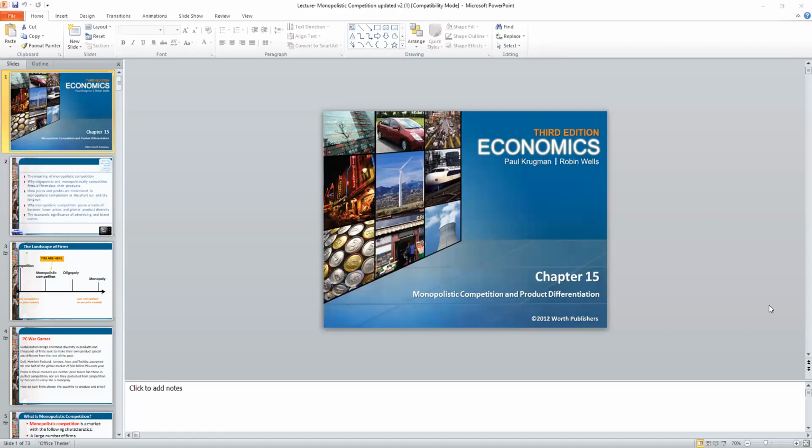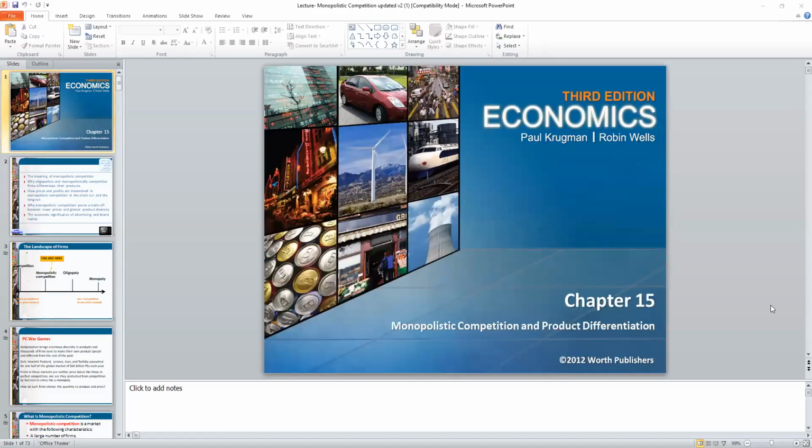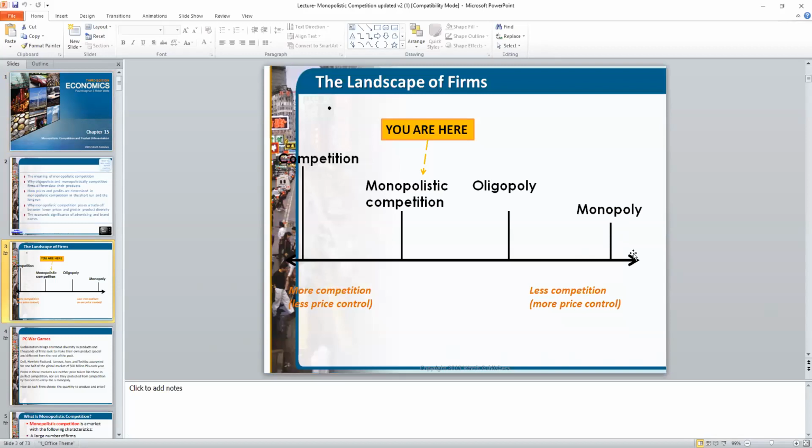Okay, so this week we're going to take a look at monopolistic competition and product differentiation. They really go hand in hand because a big part of what monopolistic competition is, in fact, differentiating a product or service from something that's similar but not identical. So when we look at the spectrum of where we are, we have talked about all of the others. We've talked about perfect competition, we've talked about oligopoly, we've talked about monopoly, and now this week we're going to talk about monopolistic competition. There are many, many industries and firms that fall into this category.